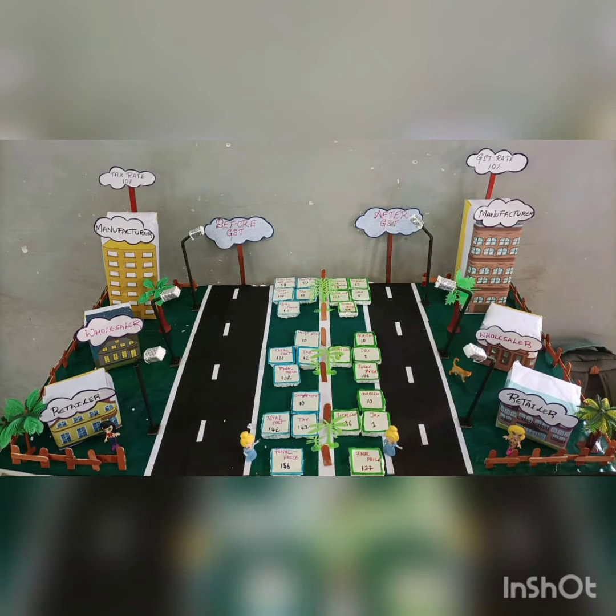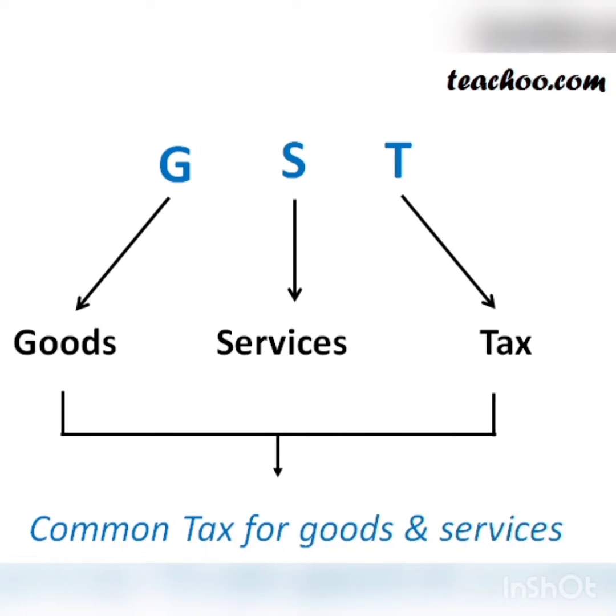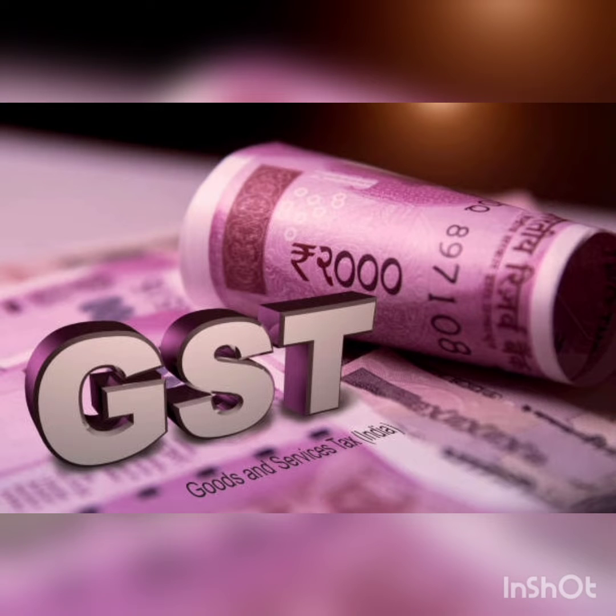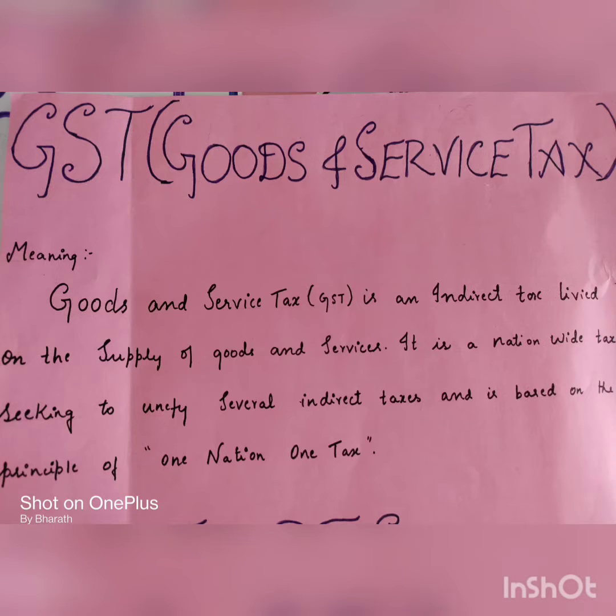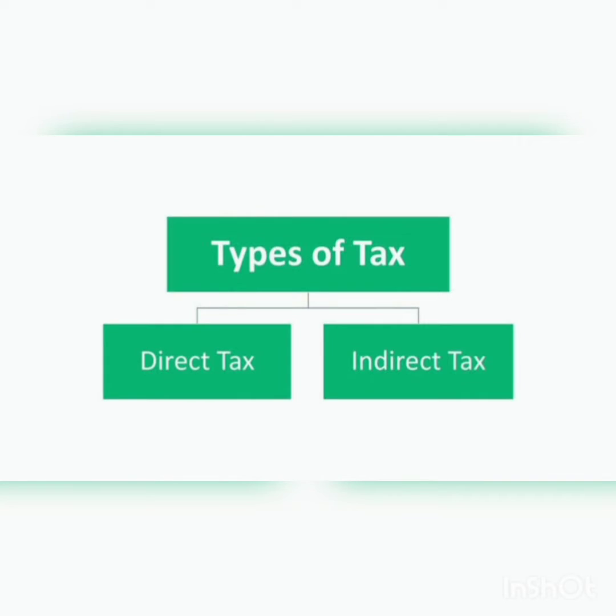GST means Goods and Service Tax. Goods and Service Tax is an indirect tax levied on the supply of goods and services. It is a nation-wide tax seeking to unify several indirect taxes, and it's based on the principle of one nation, one tax. Basically, there are two types of tax, that is direct tax and indirect tax.